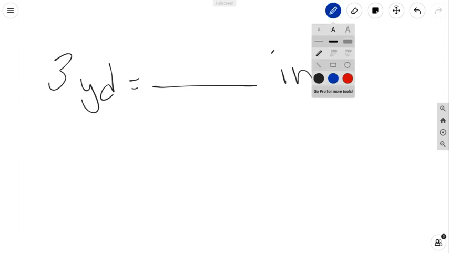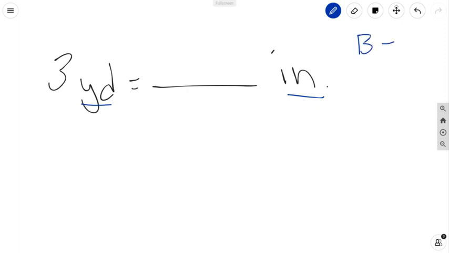Okay, my question is, I have 3 yards. I want to know how many inches that is. Okay, well, I'm going from a big unit to a small unit. So I'm going from big to small. I'm going to multiply. Big to small is multiply. Okay, well, I need to know how many inches there are in a yard. I'm going to tell you.